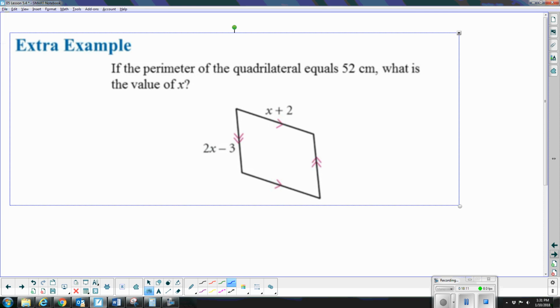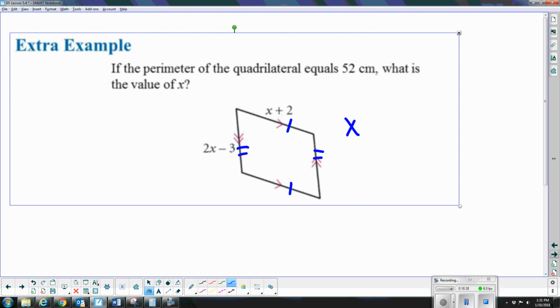If the perimeter, so this is the last extra example, if the perimeter of the quadrilateral equals 52 centimeters, what's the value of x? Well, start with what you know about the sides. You're looking for perimeter, so you're dealing with the sides, and you know in a parallelogram, opposite sides are congruent. We also know opposite angles are congruent, but we don't really care about that for this problem because it's asking about perimeter.